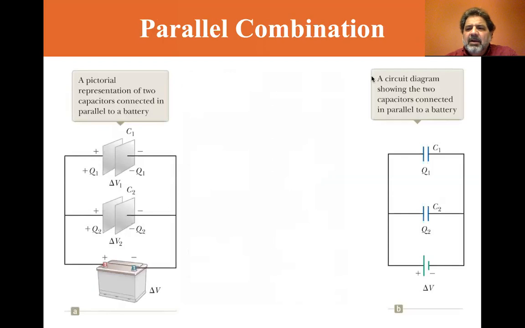Now, parallel combination of capacitors. This is a picture on the left side, figure A, a pictorial representation of two capacitors connected in parallel to a battery. And then here's the equivalent circuit diagram on the right-hand side, figure B, a circuit diagram showing the two capacitors connected in parallel to a battery. You can see capacitor 1's on top, capacitor 2's on the bottom. The charge on one is Q1, and the charge on the other is Q2.